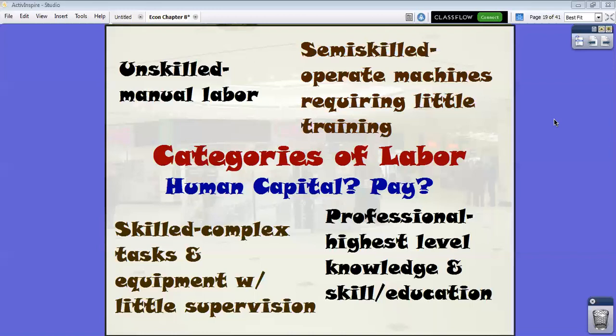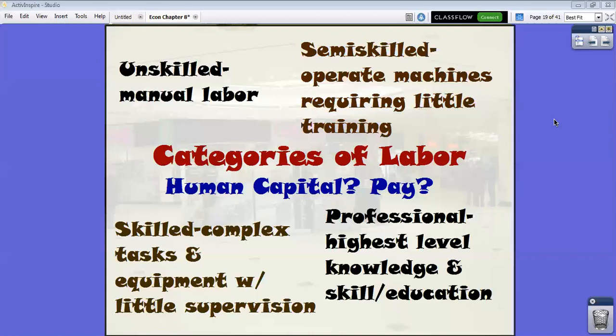When we look at each type of labor from unskilled to professional, what we're looking at is an increase in the investment in human capital. And what we mean by investment in human capital is a further education. So the more education that you gain, the more skills you gain. And it doesn't have to be formal education, like going to college. It could also be a trade school or a community college, anywhere where you're increasing your skill set. That's an investment in human capital.